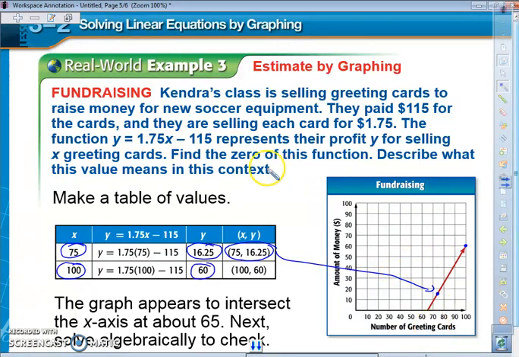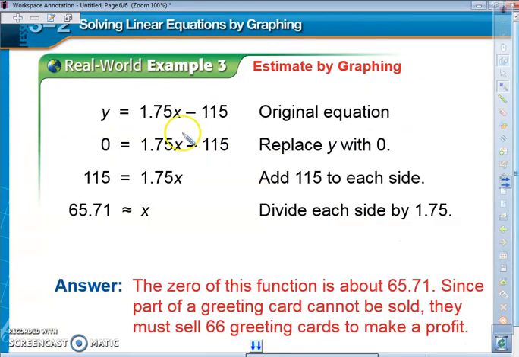Now, what's the zero of this function? Well, if I draw a line between those 2 points, and it can be any 2 points because they're always going to be on this line, the zero is going to be right there. What do you think? Maybe 65 or so? Something like that. So now we're going to check it algebraically. How do we do that? We put a 0 in for y. We solve for x. We guessed it was about 65. It's actually 65.71. So we're pretty close.